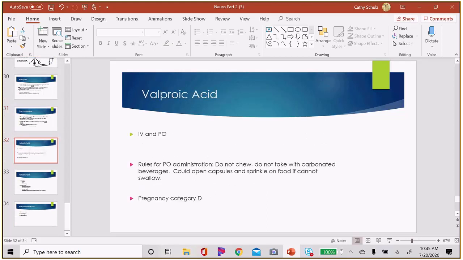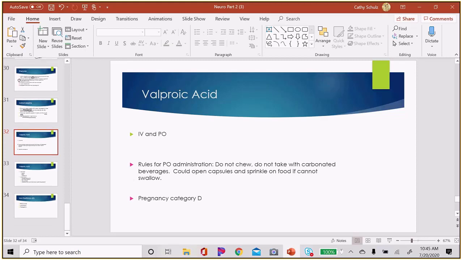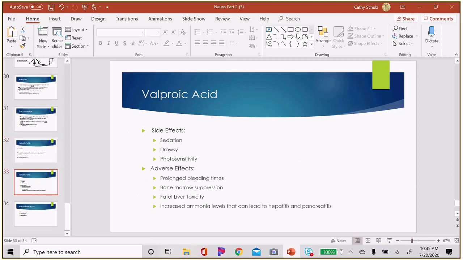And then the last seizure medication is valproic acid, which is Depakote. And this medication can be given IV or PO. If you're going to take it PO, you can actually open the capsules and sprinkle it on food, which is unusual. You can't always do that. If you're taking the capsule and swallowing it, you should not chew the capsule itself, and should not take it with carbonated beverages, or it can actually burn your mouth. It's pregnancy category D as well, all the seizure medications are that we've talked about.